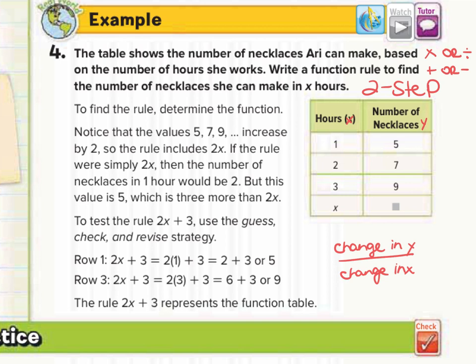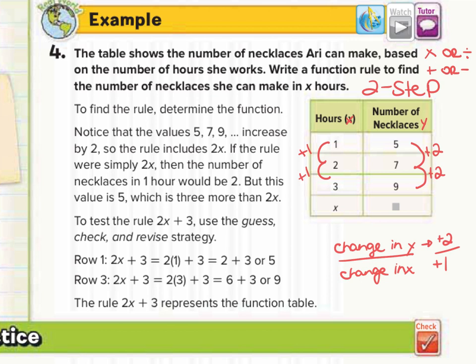So what I mean by changes, look at the change between the y values 5 and 7. That's an increase of 2. And then look at the change in the next y values 7 and 9. That's an increase of 2. So the change in y for this problem is an increase of 2. Now let's find the change in the x values. From 1 to 2, that's an increase of 1. From 2 to 3, that's an increase of 1. So the change in the x values is 1.